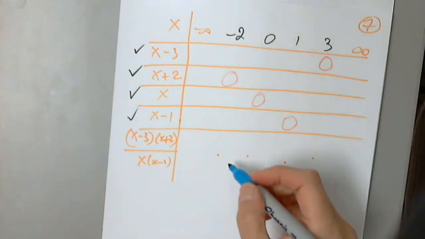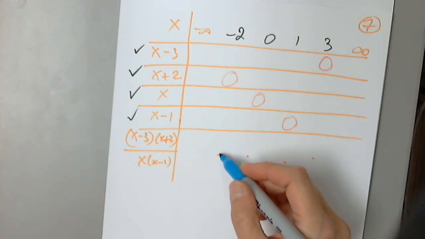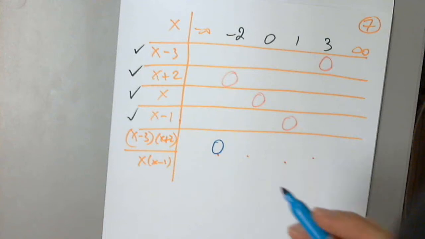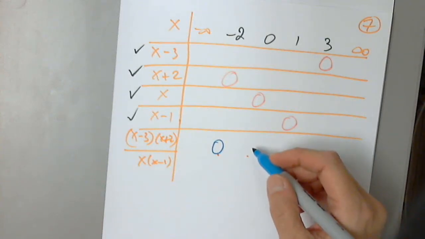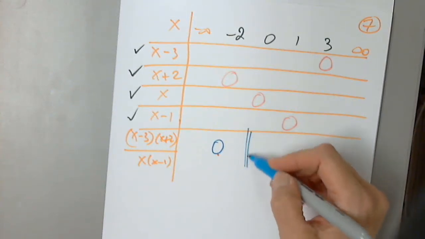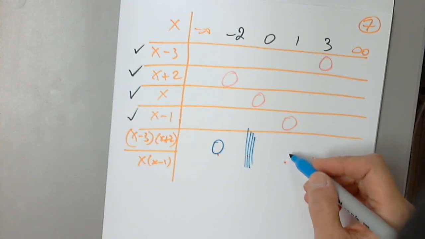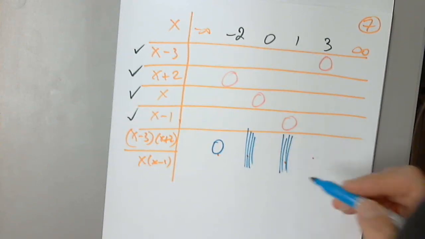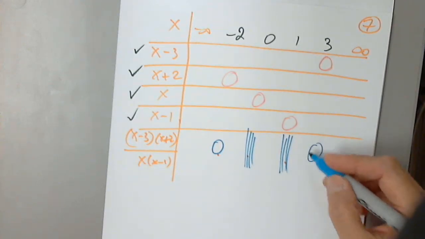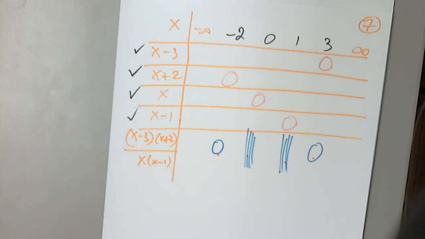So under -2, what do I write? Good. Under 0, what do I write? Excellent. Under 1. Excellent. Under 3. Excellent. Great job. There is no need to think, right? All these linear functions have a positive leading coefficient or positive slope.